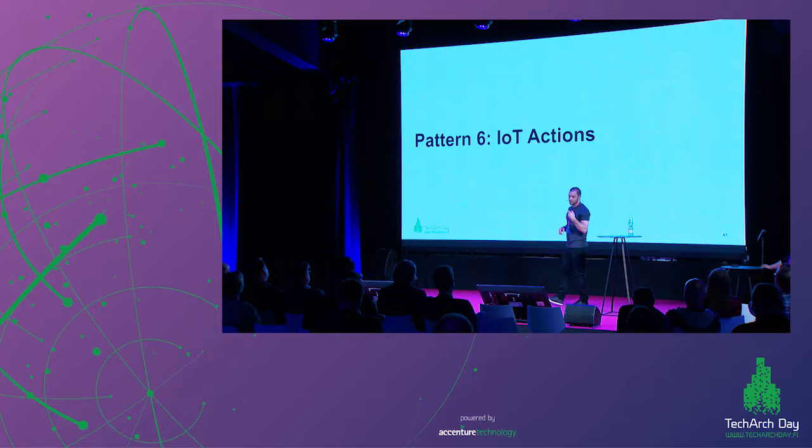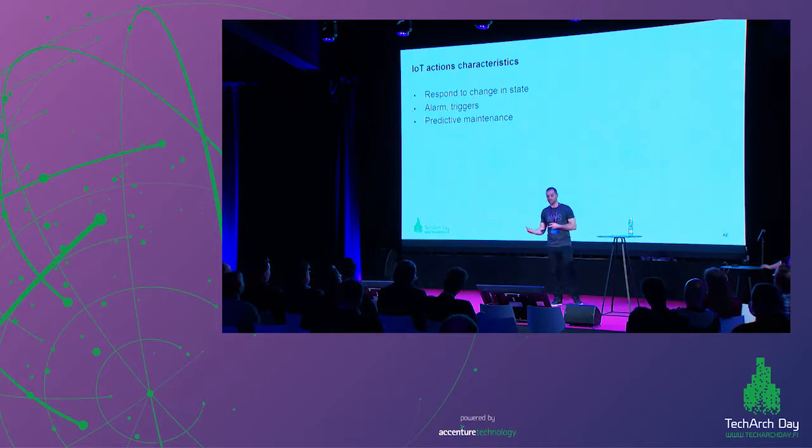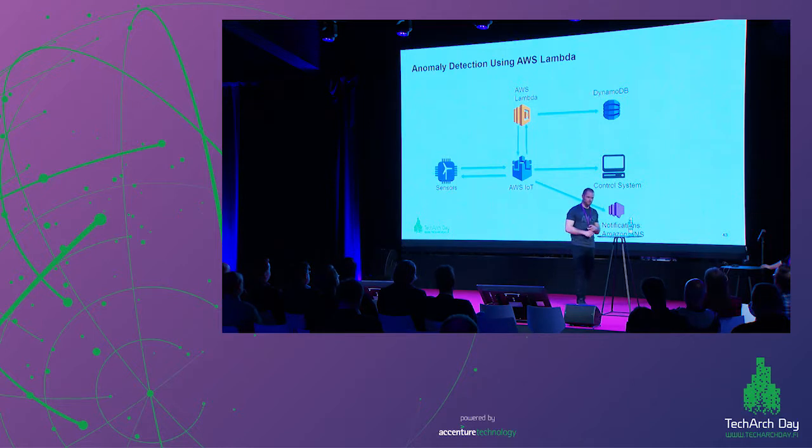The last pattern is IoT action. IoT is a service that we have for Internet of Things. And when you push data inside the IoT, you can apply rules and action. It's basically a rule engine. So we take your data that you push inside IoT, and we can apply some actions to it. Each action, in fact, is a Lambda function.